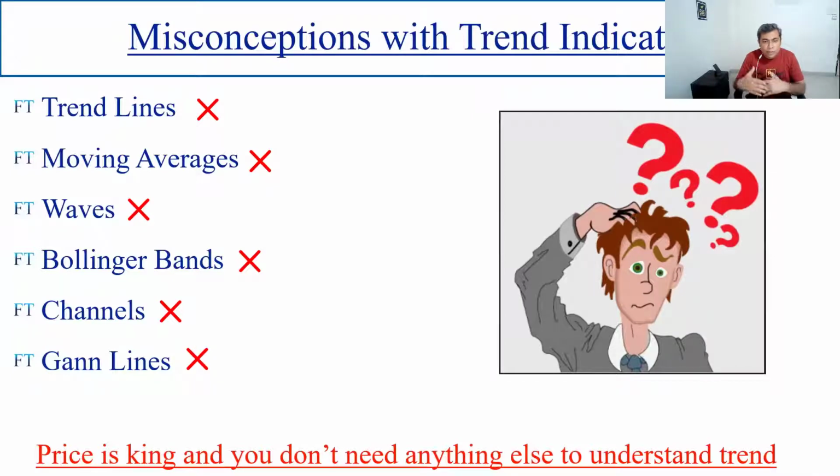Because as and when prices move up and down, they wiggle around, these indicators start to give a wrong picture. The same is the case with Elliott waves, Bollinger Bands, channels, Gann lines. All these indicators, which this industry has created, give a picture to the retail trader that if they follow these indicators, they will get that holy grail of making maximum profit in most of their trades.